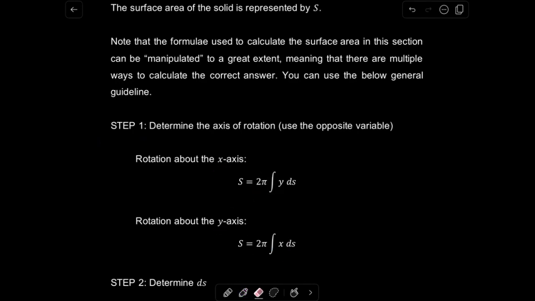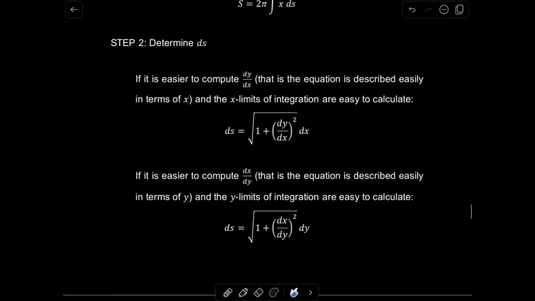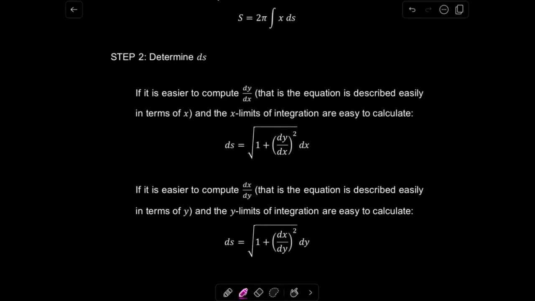It just sits there. The next thing that I want you to take note of is what we are integrating with respect to. It's not dy and it's not dx, even though there's an x and y variable there. It's ds. What is ds? ds is going to be determined in step 2, as you can clearly see. So what is ds? Step 2 is to determine ds, and this is where you get some flexibility.